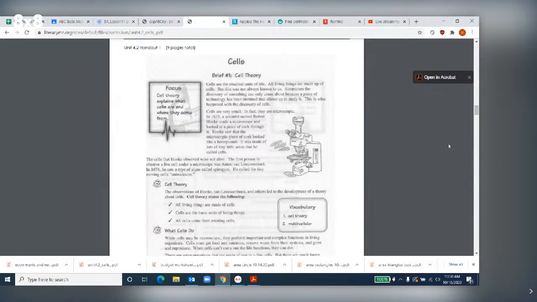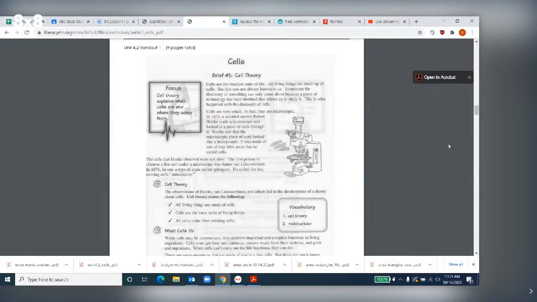In 1635, a scientist named Robert Hooke made a microscope and looked at a piece of cork through it. Hooke saw that the microscopic piece of cork looked like a honeycomb. It was made of lots of tiny little areas he called cells. The cells that Hooke observed were not alive. The first person to observe a live cell in a microscope was Anton van Leeuwenhoek in 1674. He saw a type of algae called spirogyra. He called the tiny moving cells animalcules.